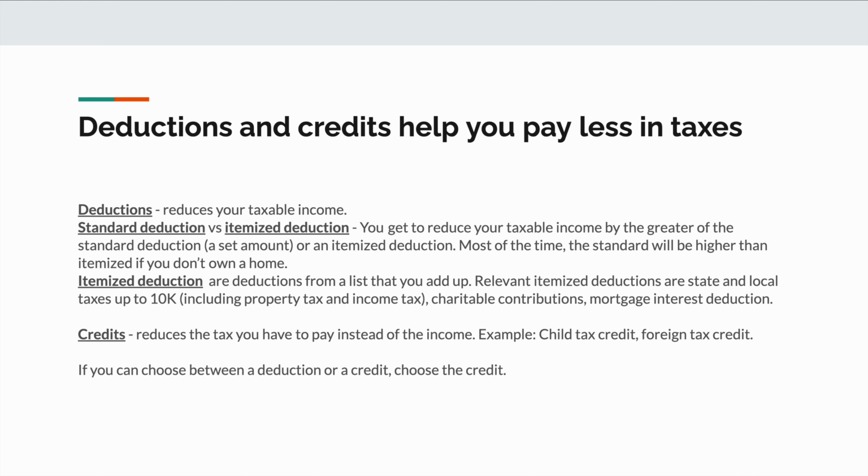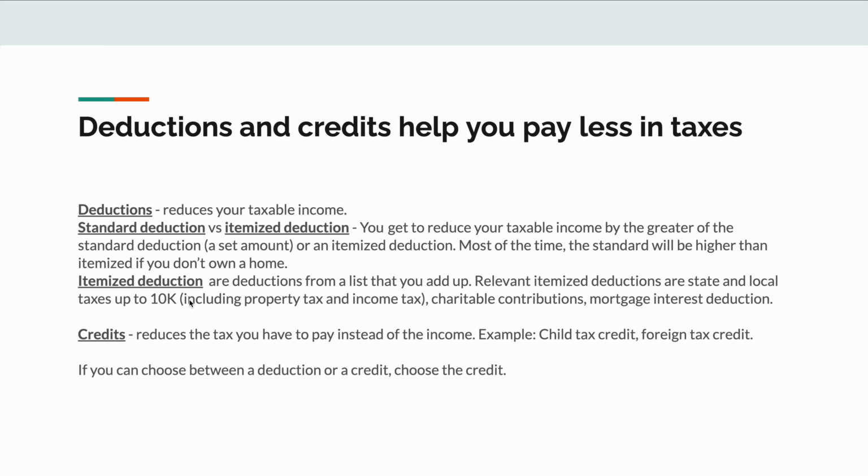There are things that help you to reduce how much taxes you pay. These are called deductions and credits. Deductions reduce your taxable income. And there are two types of deductions that are typically used. One is the standard deduction, and one is the itemized deduction. So you get to reduce your taxable income by the greater of the two of these. And most of the time, if you don't own a home, the standard is probably going to be the larger number.